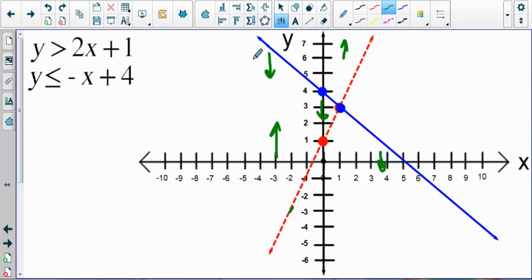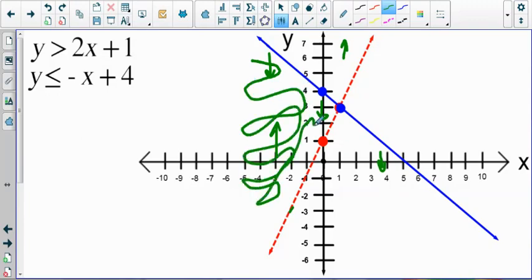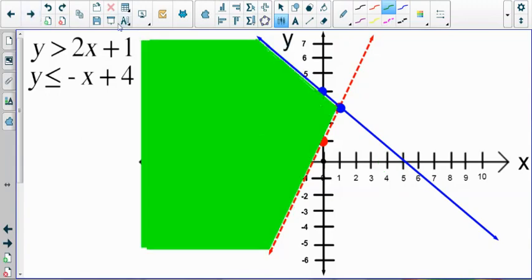Well, where are both of those true? They are both true right here. Both of those are true right here. I am above the red and I am below the blue. And again, my shading is perfect. So as you can see, this is the solution to that system of linear inequalities.